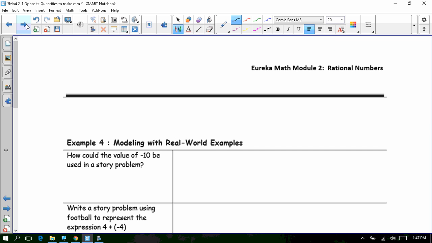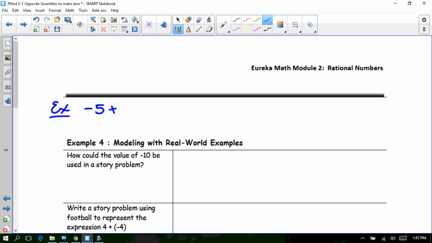In fact, let's do a couple examples right above this here, right up in this space. Let's write an example, right? So for example, I could say -5 plus 5, right? Those are opposites of each other. They're going to equal 0, right? Or you could say 27 plus -27, right? They're going to give me a 0.